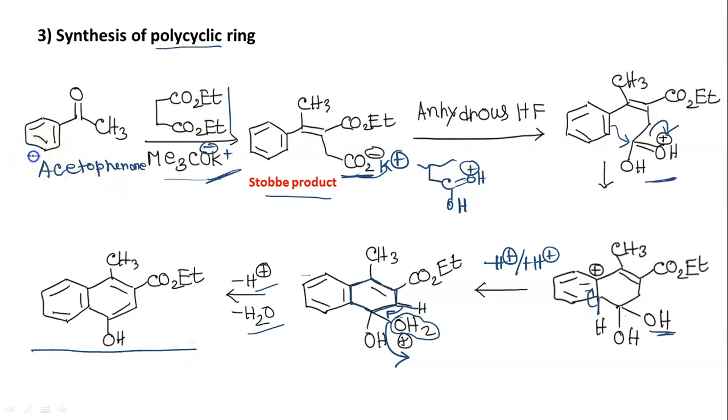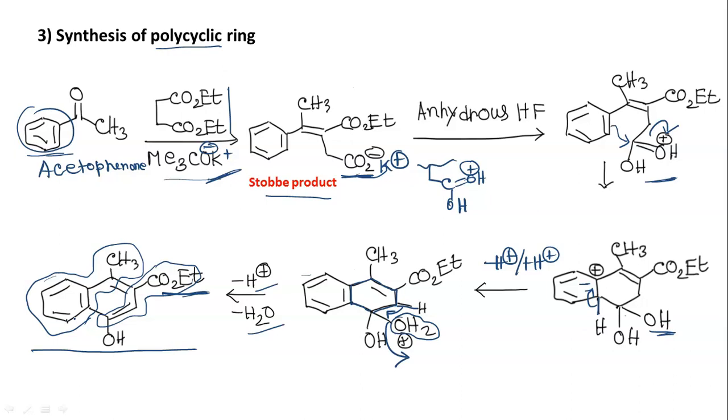So starting from one benzene ring, now there are two benzene rings. This portion is coming from acetophenone, and this part is coming from diethyl succinate, and it will remain in the ester form because we have not used any water here. We have used anhydrous HF. But if we want to make the acid, then we have to hydrolyze this ester, and if we do not want this CO2H group, then we have to remove it. So different other compounds we can make, but the main thing is that starting from one benzene ring, now we have obtained two benzene rings. So this is polycyclic ring generation, and this is the last application of Stobbe reaction.